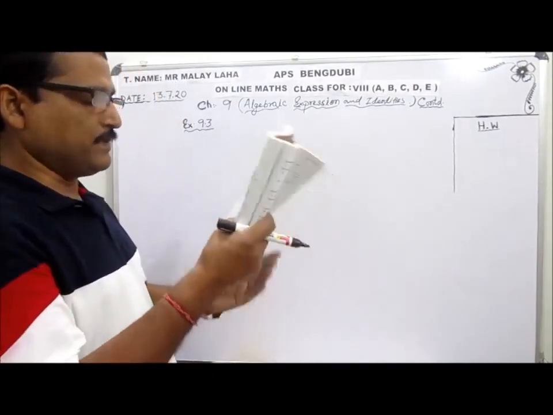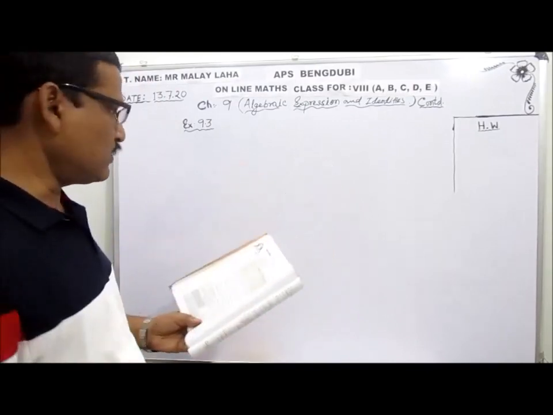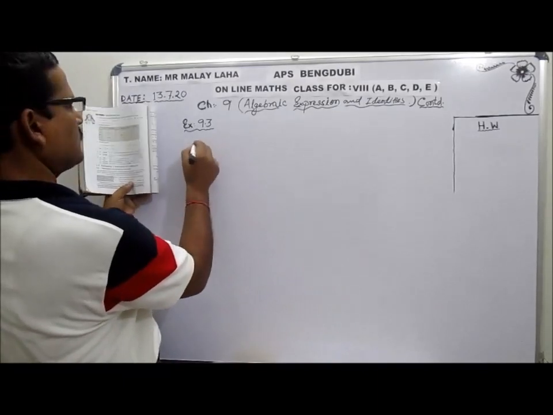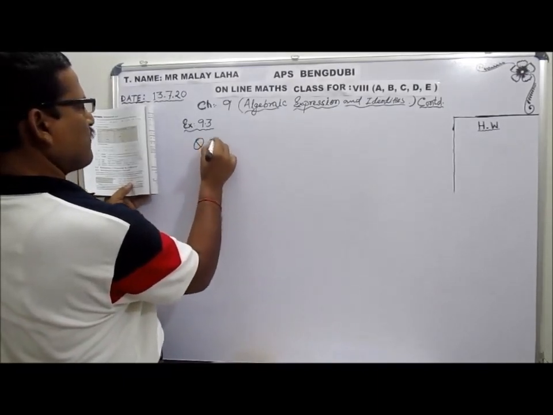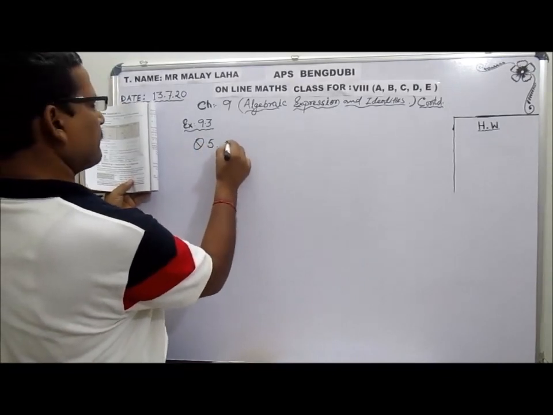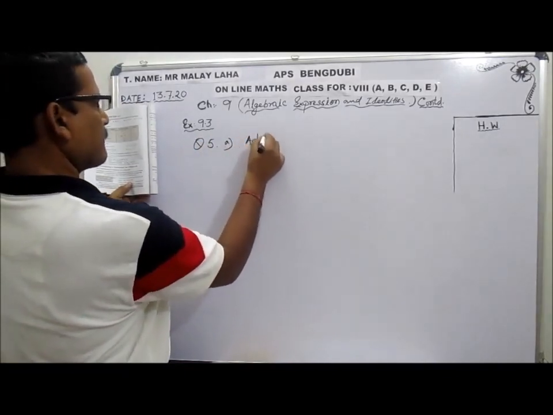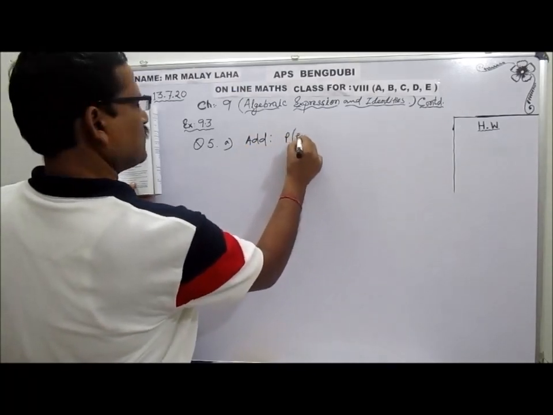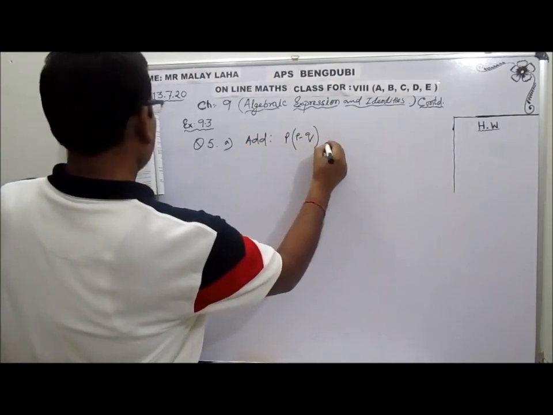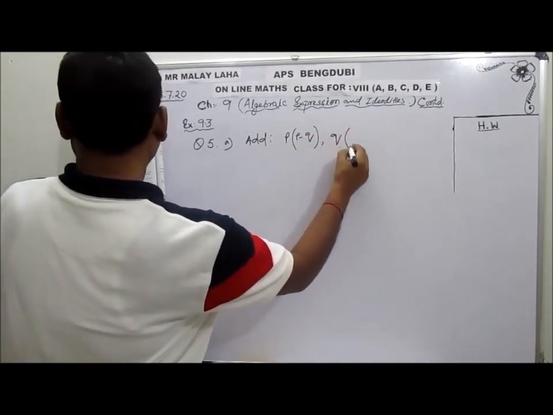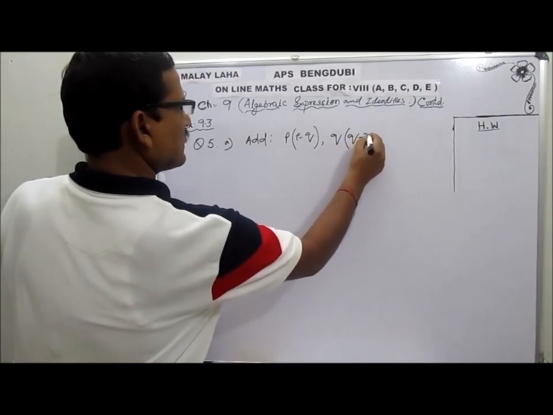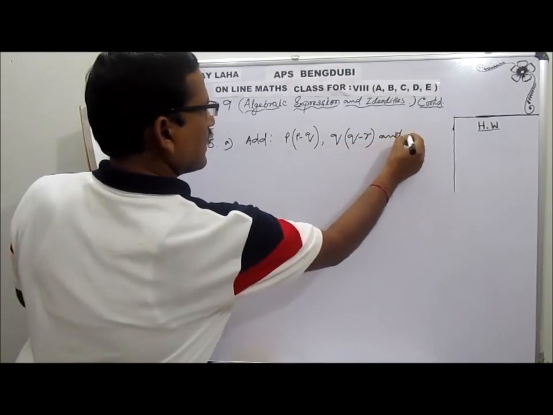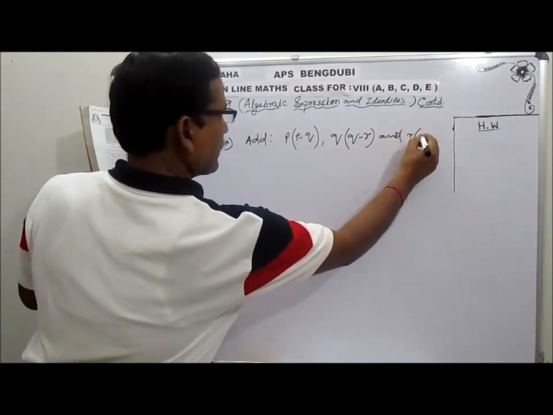It is nothing, very simple type of calculation. You will be noting down in your fair notebook. Okay, exercise 9.3, question number 5. A. Add what? P into P minus Q, comma, Q into Q minus R, and R into R minus P.